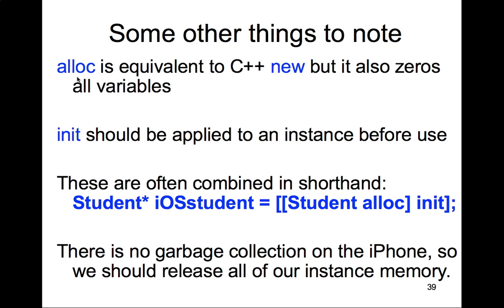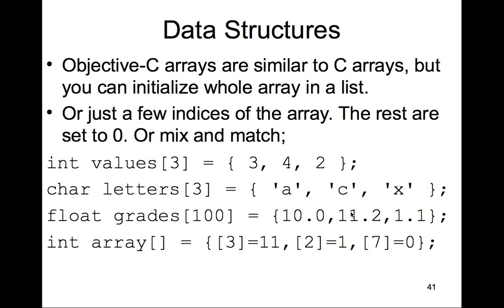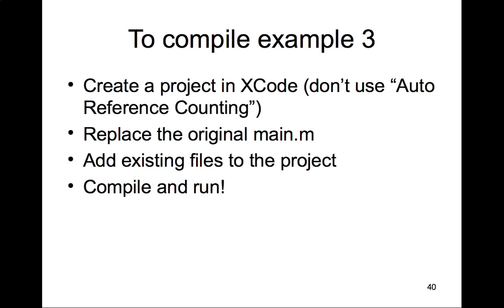Alloc is equivalent to the new, but it also zeroes all the variables as well. That's where we get those integers that turn into zeros, or strings that turn into something, but they're not populated. Init should be applied to the instances before they're used. These are often combined together, as we've seen before, and this is our iOS student example where we saw Student alloc with init. There's no garbage collection on the iPhone, so we have to release all of the instance memory ourselves, unless we're using automatic reference counting. We looked at example number 3 already, and if you run the one that's in the lecture set, make sure not to turn on automatic reference counting.